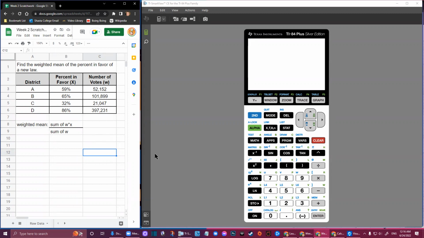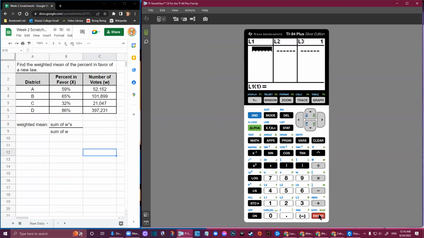So I'm going to put the data values into my calculator. So stat, enter, and I'm going to put X's in list 1 and weights in list 2. So 59, 65, 32, 86 in that first column. In the next column, I'm putting the weights. So 52,152, 101,899, 21,047, and 397,231.